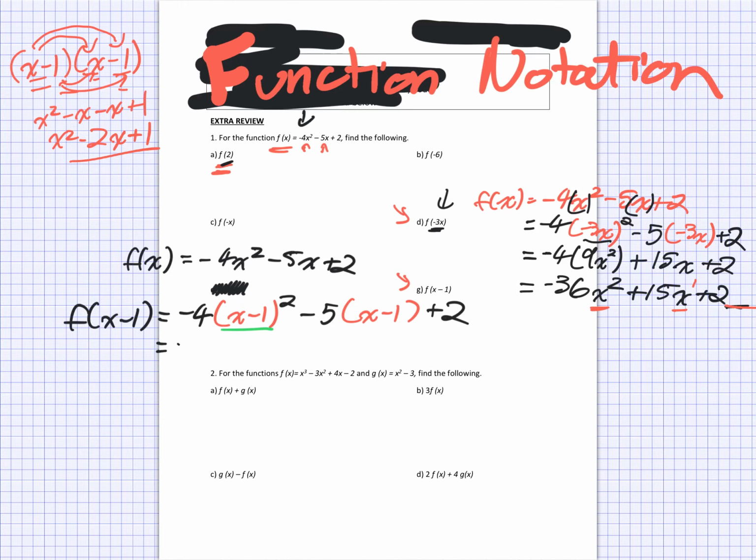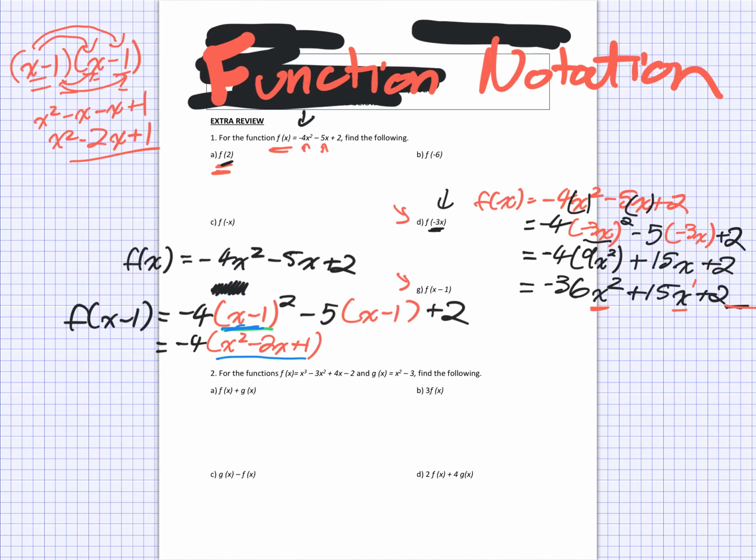So what we do now, I'm going to still keep it in brackets. We have x squared minus 2x plus 1. So all we did there is we expanded this into this form, okay? The squared is gone because that was part of the expansion.